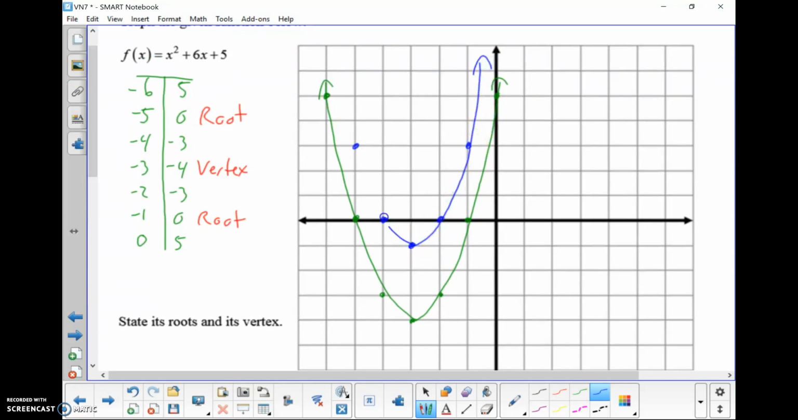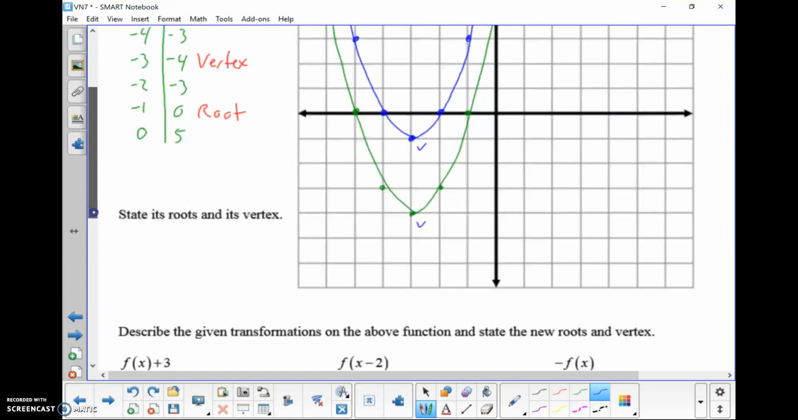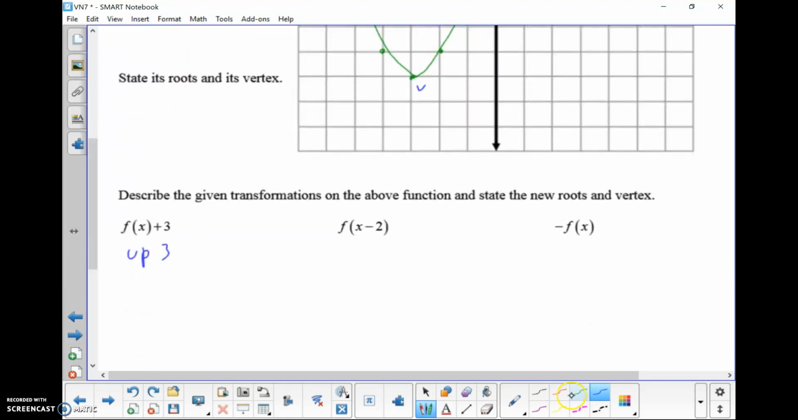And so did the roots and the vertex change? Yes, absolutely they did. The vertex was here. The new vertex is here. It went up 3. The roots were here. They're actually now here. We wouldn't call these the roots anymore because they're not on the x-axis. So the roots completely change when you shift the graph up and down or side to side. Any translation will change your roots and change your vertex. Let's not worry about stating them. Let's just get down what's happening here.